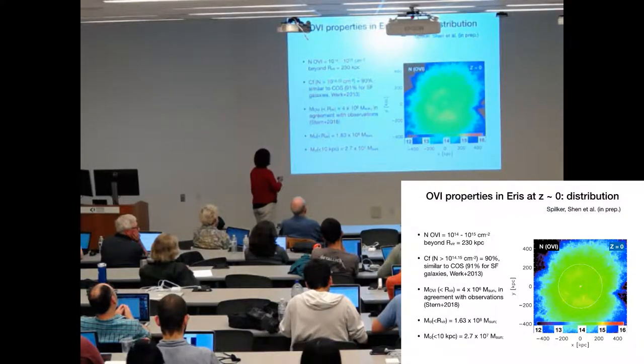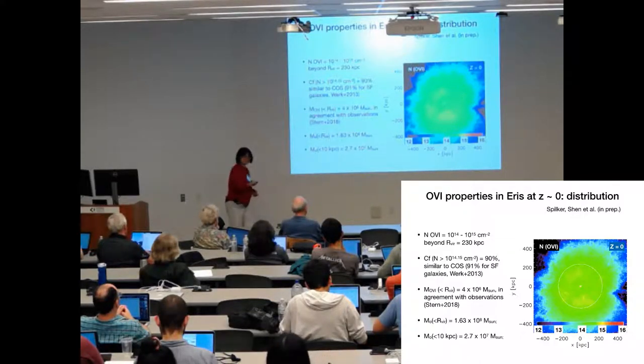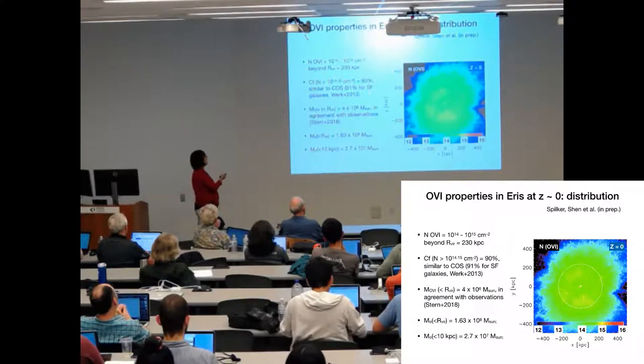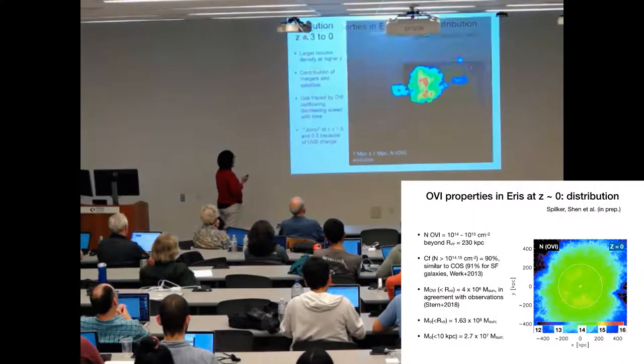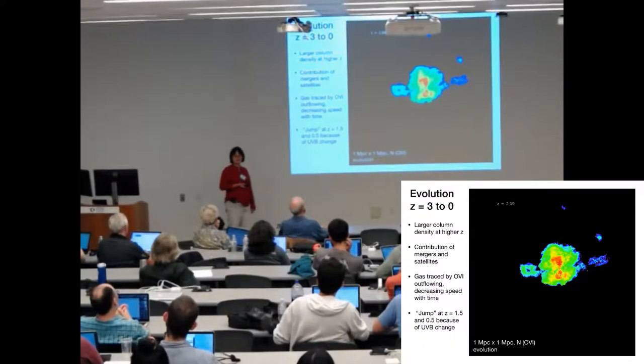And again, the amount of oxygen is larger in the halo compared to the galaxy itself. And the covering fraction of this is actually also quite high, 90%, almost unity covering fraction, all the way to a large distance. Next, I will show a movie just to see how this oxygen 6 halo comes into place.